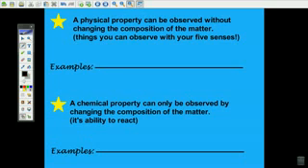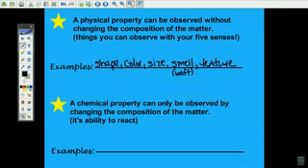All right, physical properties. Physical properties can be observed without changing the composition of the matter. This is anything you can observe with your five senses. So the look of it, the shape, the color, size, how it smells. And if you smell something, you want to waft. You don't want to stick your nose in it and take a big deep breath. You want to kind of gently waft it towards your nose. And then texture. These are all physical properties.